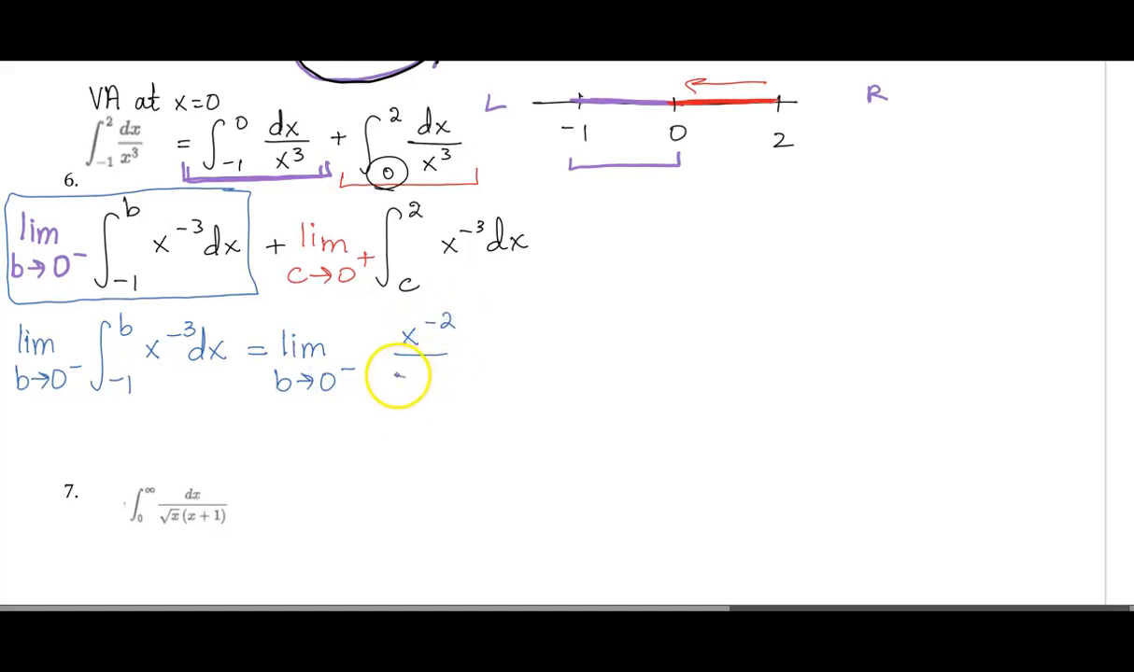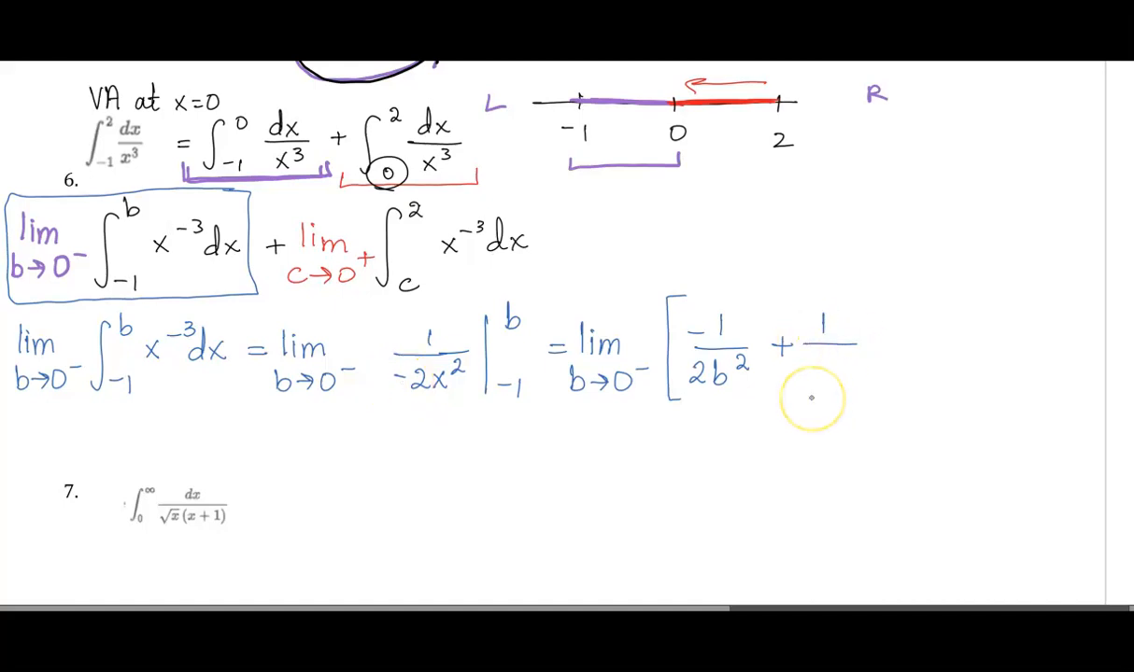I have x to the -2. I'm dividing by my new exponent. I'll go ahead and stick this x squared in the bottom. This needs to be evaluated from -1 to b. I'll begin by plugging in my upper limit of b. So I have -1 over 2b squared, and then I will subtract, which will turn into addition, since we have the minus sign in there. We'll plug in the lower limit of -1, which will give us 2 times -1 squared.